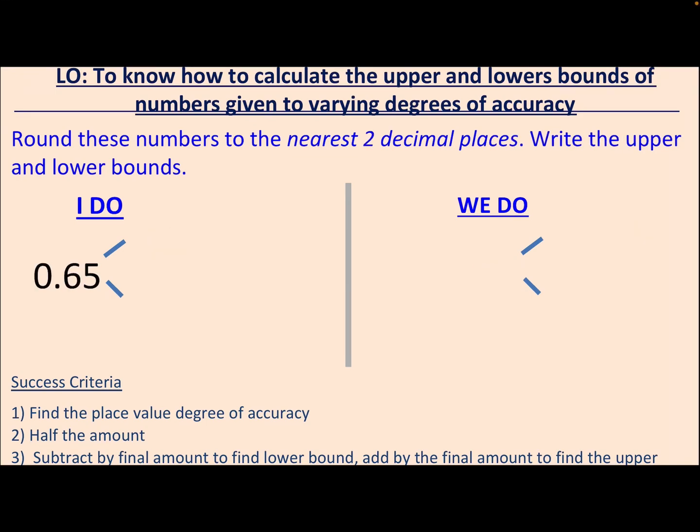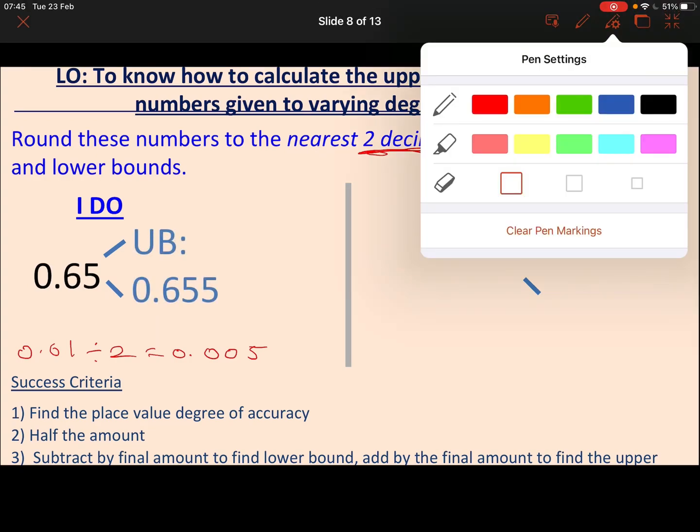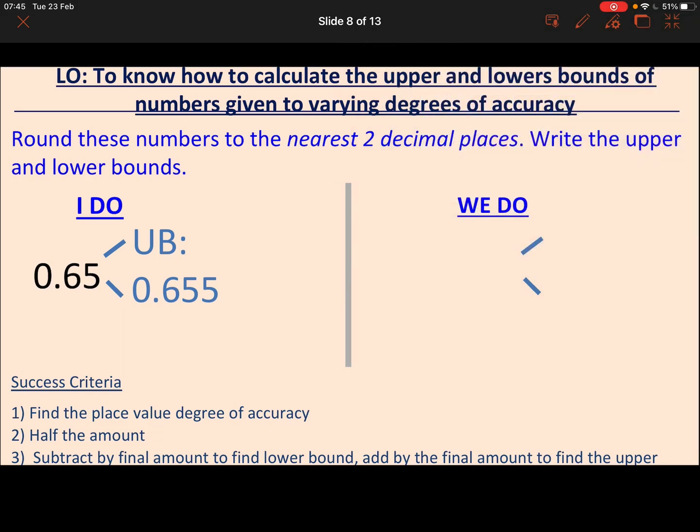Now, for the nearest 2 decimal places. With this question, 2 decimal places, the place value is 100, so we're going to have to divide that by 2. That gives us 0.005. Then to find our upper bound, we add 0.005, and what we end up getting is 0.655, and that means our lower bound is going to be 0.645. So I want you to have a go with that for the we do.